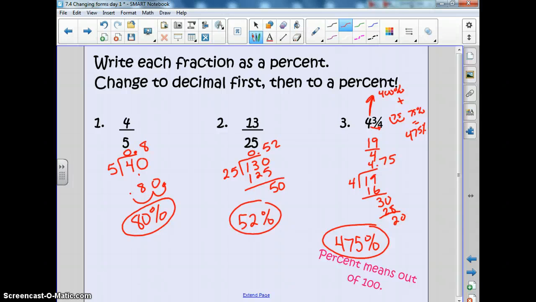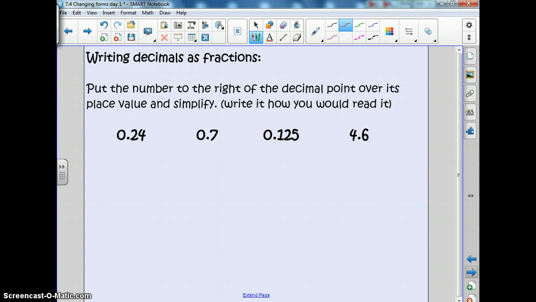All right, moving on. Let me go back. Oh, wait. Writing decimals as fractions. Okay, now these are pretty easy. It says put the number to the right of the decimal point over its place value and simplify. Now I like to abbreviate, go right here. Write it how you would read it.